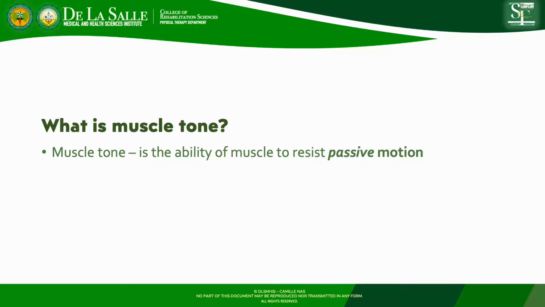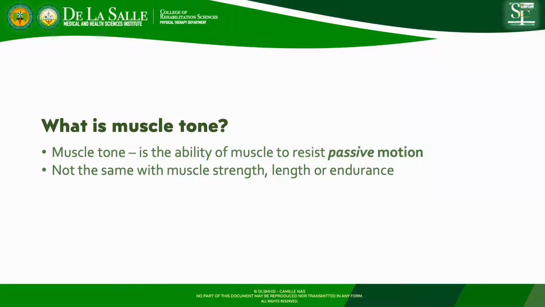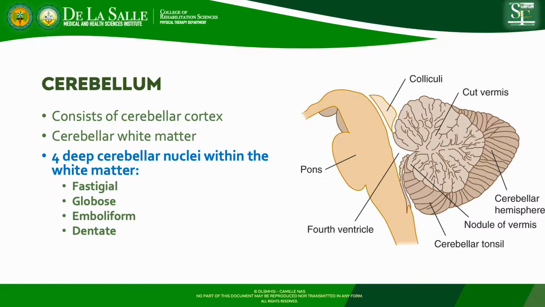Again, this is passive, so it means there's no contraction of the muscle. It's just the tone. There's a resistance of our muscle to passive motion. When we say muscle strength, that is very different, because muscle strength requires contraction of the muscle and requires force, and that's not being done with muscle tone. So I hope that muscle tone is clear, and you are not confusing muscle tone, muscle flexibility, which is also different, and muscle strength.